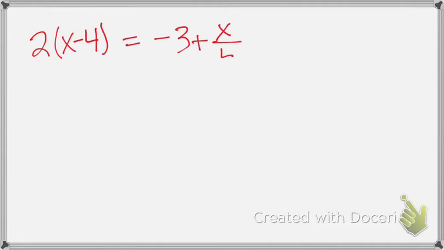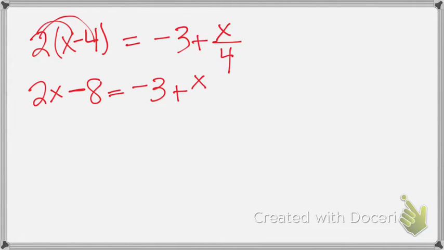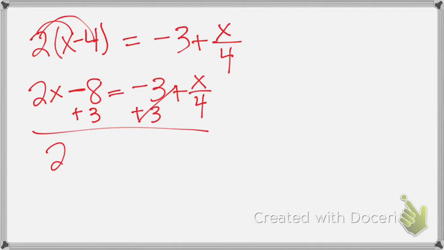All right, on the next example, it looks different because the sides are swapped. However, it does not make a difference in how I work my problem. So, still going to distribute. 2 times x is 2x. 2 times negative 4 is negative 8. We're bringing everything else down. We are adding 3 to both sides.